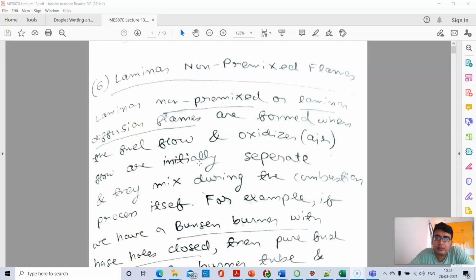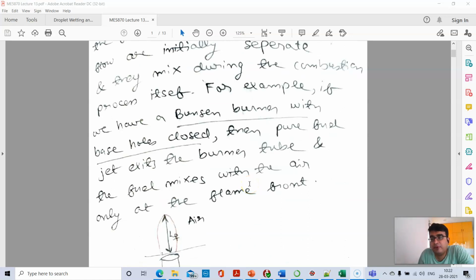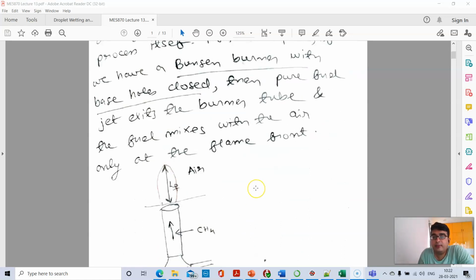products. Okay. They are also called laminar diffusion flames because the diffusion of fuel molecules and oxygen molecules to the flame front, where they react and generate the flame region, is the controlling process. So the diffusion process is the most important process in a laminar non-premixed flame, and hence they are called diffusion flames.